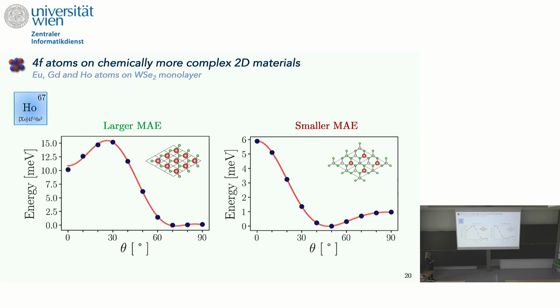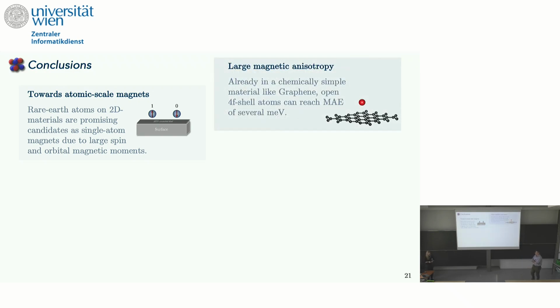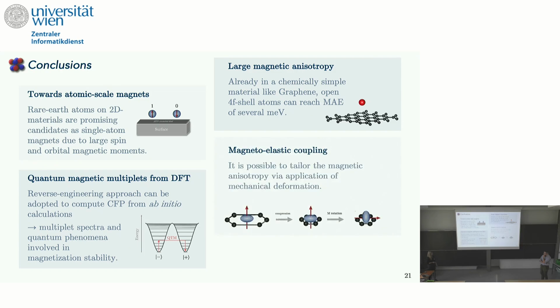And yeah, with this, I conclude by saying that in general, rare earth atoms on 2D materials are promising candidates as single atom magnets because of this interplay between the large spin and orbital magnetic moments. And especially in open 4f shells, already in a chemically simple material like graphene, we can reach several milli-electron volts of magnetic anisotropy. I showed a way to compute crystal field parameters, at least in the easy case of graphene, from ab initio calculations. And I mean, the key message here is not really the method, but the fact that we have to go into the quantum framework in order to have a complete overview of the magnetic stability.